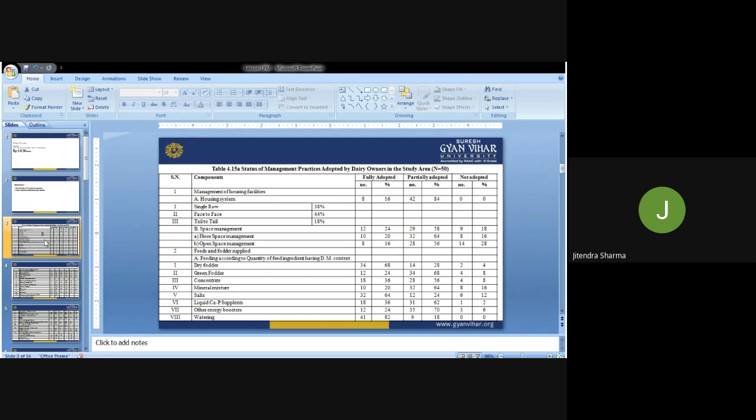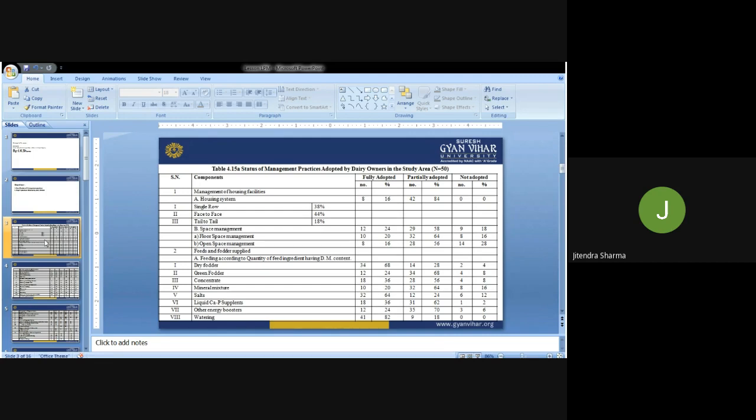There are three systems among the 50 dairy farms we surveyed in the study. The farmers adopting the single row system are 38%, the face to face system is adopted by 44%, and the tail to tail system by 18%. But out of these 50 farmers, only 16% follow all the housing parameters.